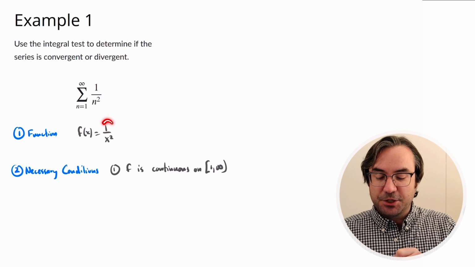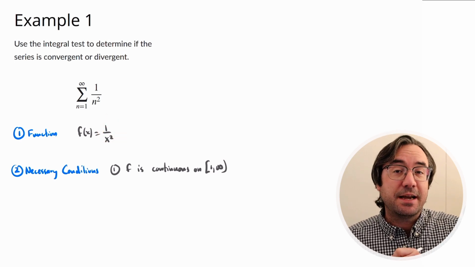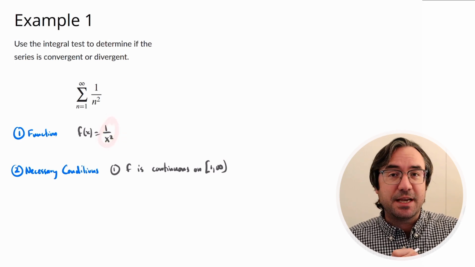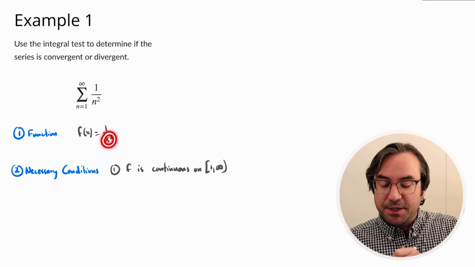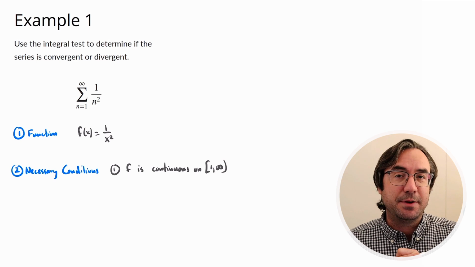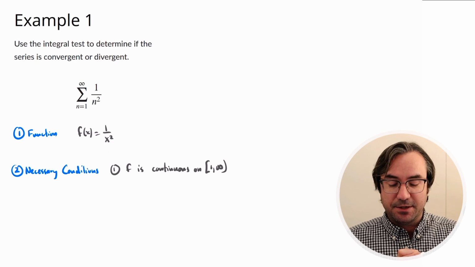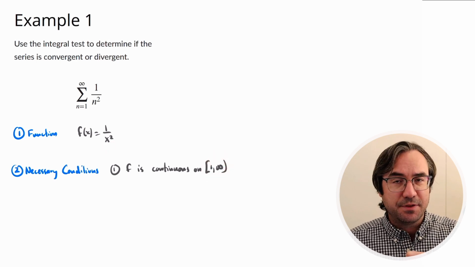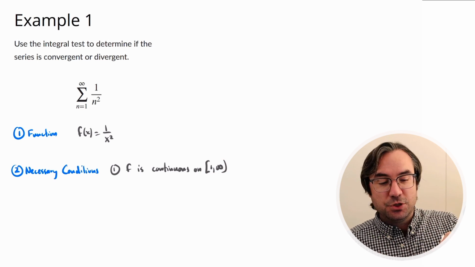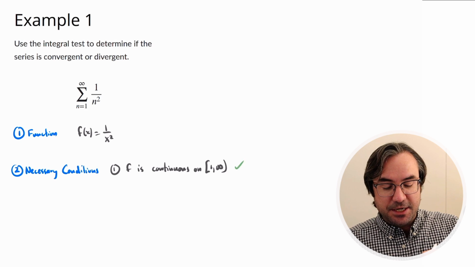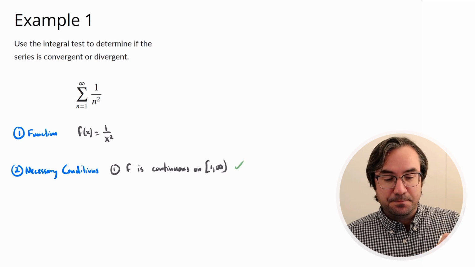So where does this function have division by 0? It does have division by 0. So this function does have a discontinuity, but the only place it has division by 0 is when the denominator is 0. So when x is 0 here. And that falls outside of this interval. So we're good. Check. It is continuous on that interval.